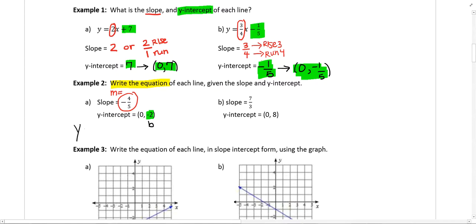So it's y equals m, which is -4/5, times x. Don't forget the x. And I could say plus -2, like this. That's your b. Or you could write it as -4/5 x minus 2. Okay, go ahead and give the second one a try.